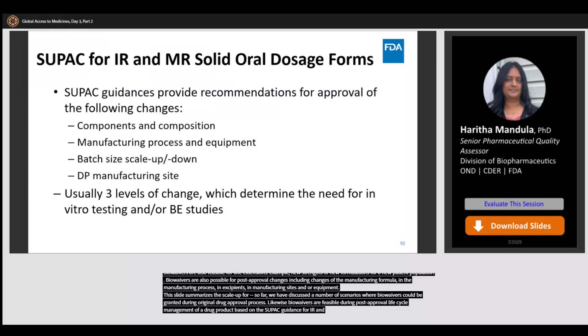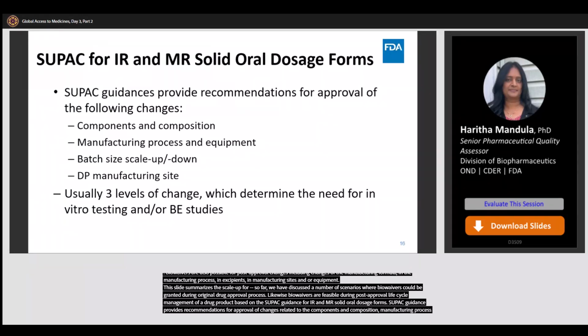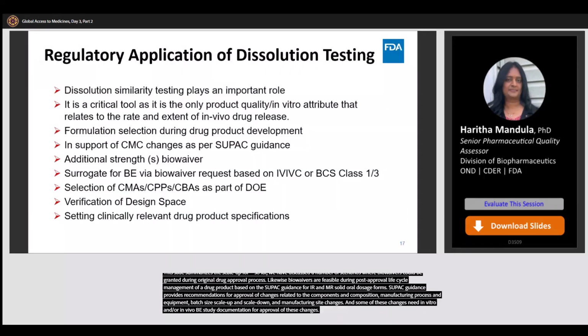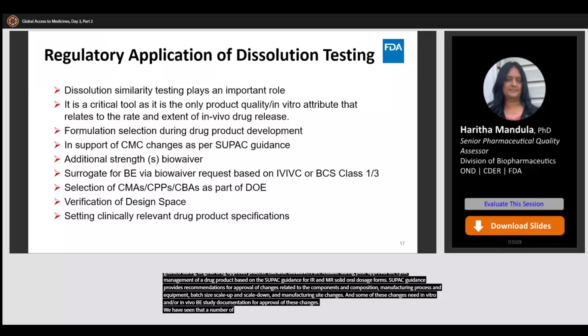SUPAC guidance provides recommendations for approval of changes related to the components and composition, manufacturing process and equipment, batch size scale up and scale down, and manufacturing site changes. And some of these changes need in vitro and/or in vivo BE study documentation for approval of these changes. We have seen that a number of biowaivers require similarity testing. This slide here summarizes regulatory application of dissolution testing.